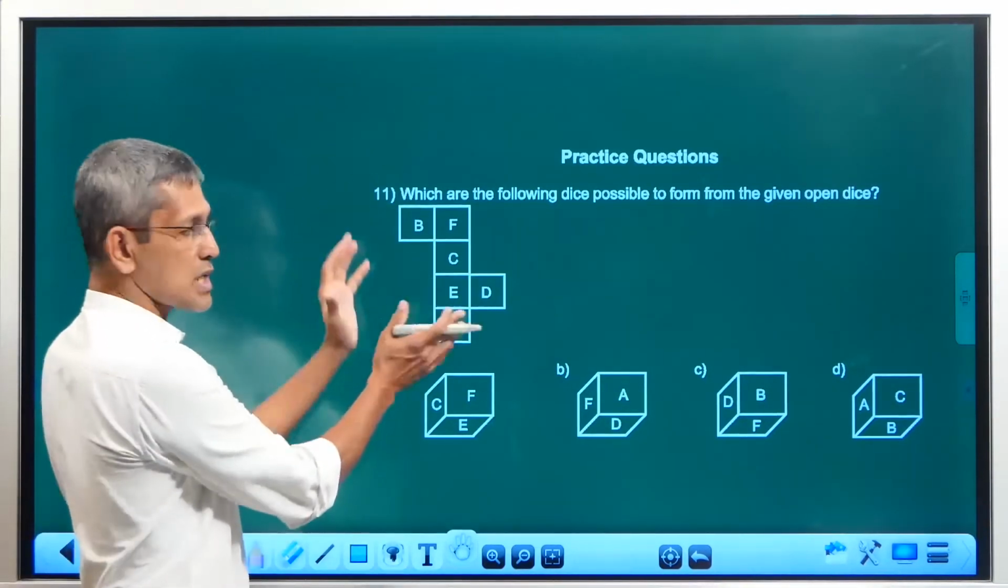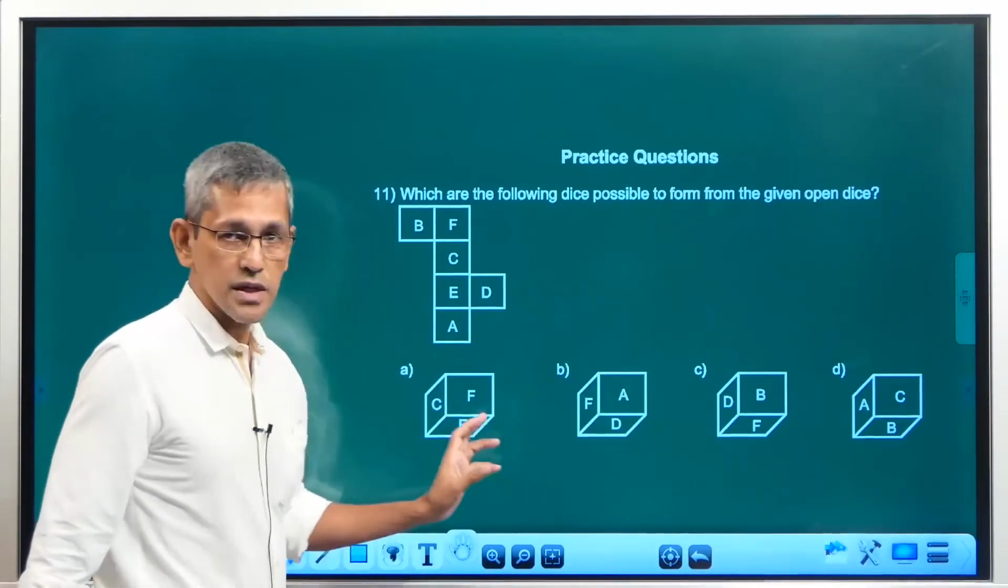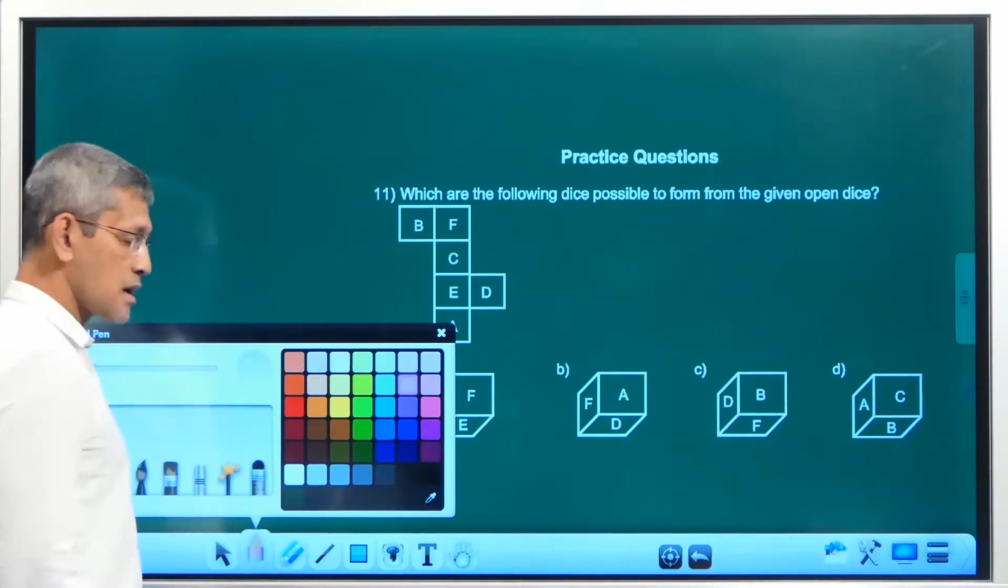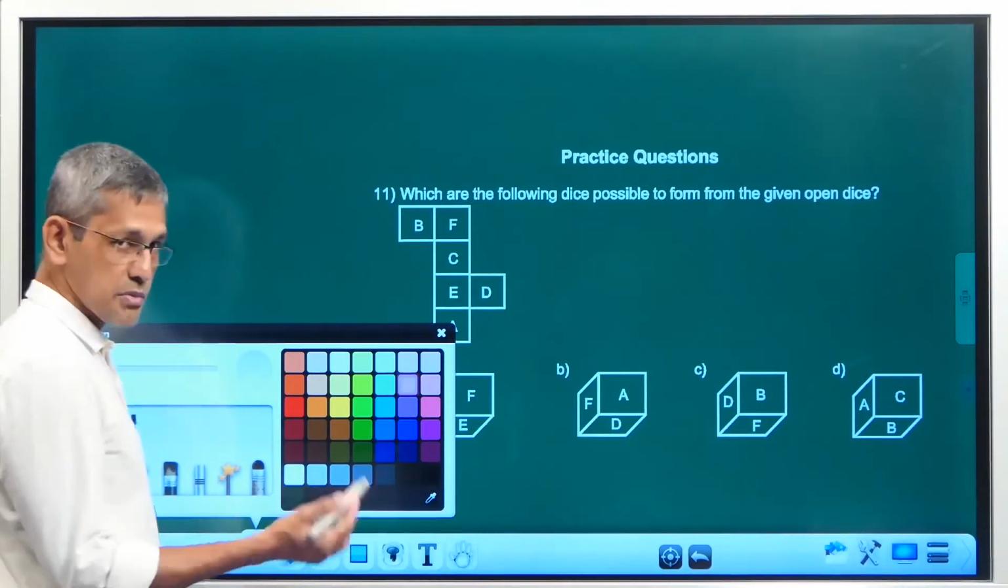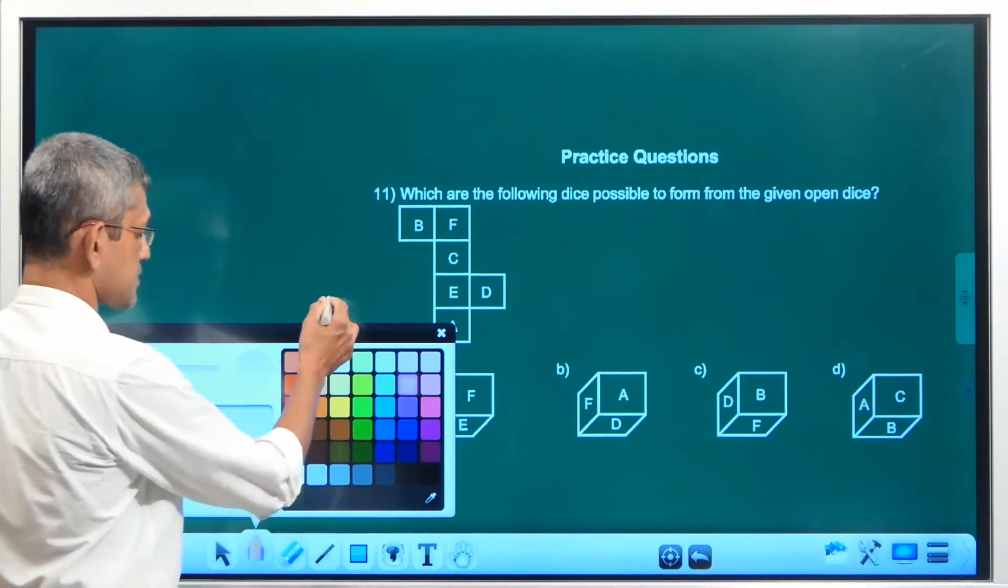And when you fold it up to make a dice, what kind of dice do you get? The answer choices are given, so take a look at it. Here we go for the elimination method. Which are the answers not possible here?